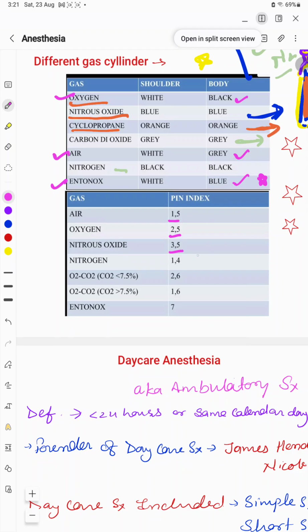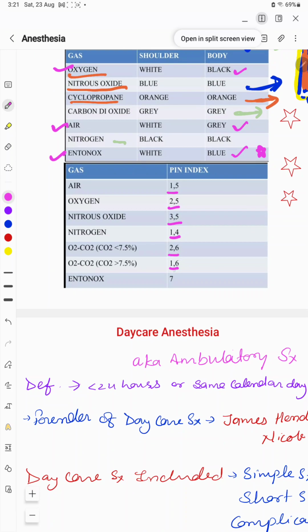Air, oxygen, nitrous oxide 3.5, and nitrogen is 1.4. Oxygen, carbon dioxide: if carbon dioxide is less than 7.5%, it is 2.6. If carbon dioxide is more than 7.5%, it is 1.6. Sorry, not 1.6, it is 1 and 6.